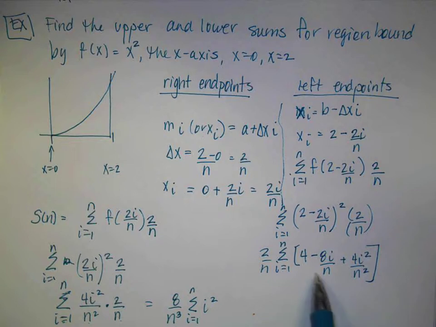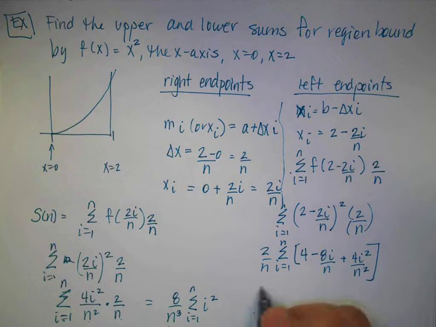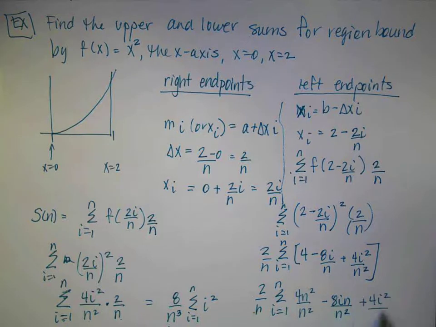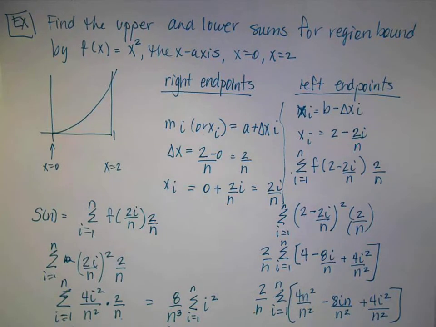Okay? And just like on other ones, I could put all of these together. It might make it a little bit easier, so I might do that. So i equals 1 to n, or I could evaluate each one separately, but I think at this point I'm going to put them together. So I'm going to have 4n squared over n squared minus 8in over n squared plus 4i squared over n squared.